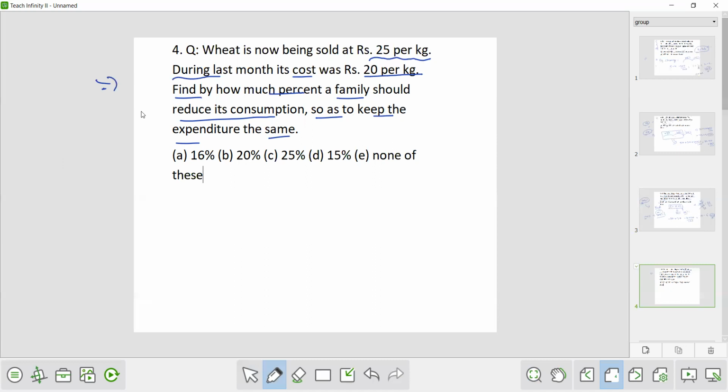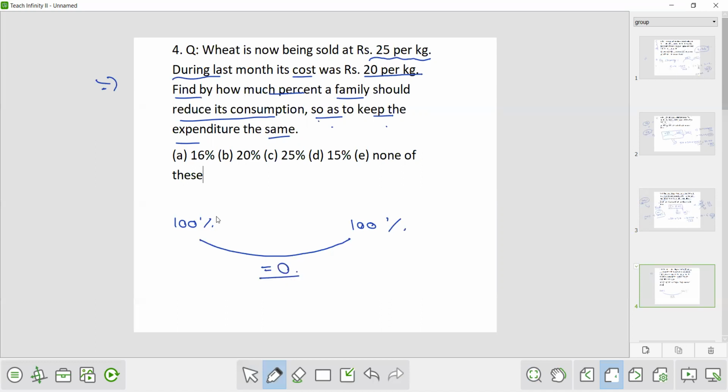So here, how will we approach this question? Here we have to keep the expenditure the same. Meaning if the initial expenditure is 100%, the final expenditure will also remain 100%. So for the equivalent change, there is no change. Equivalent change will be 0.